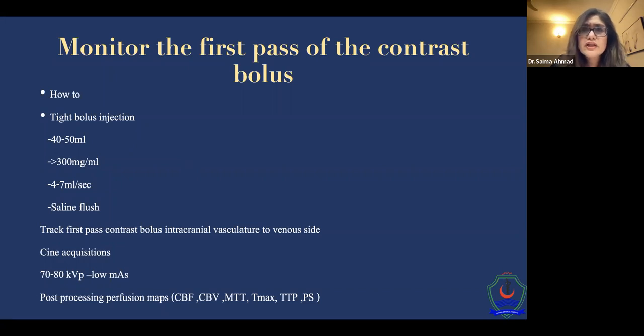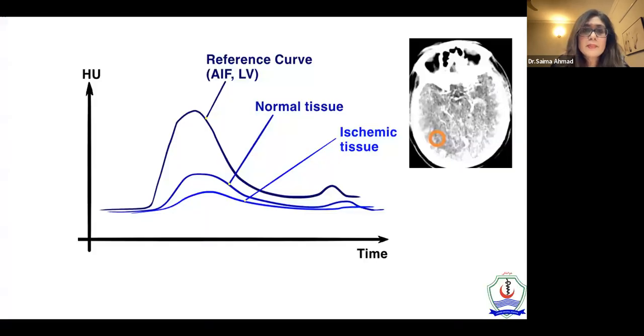You don't have to do it yourself. Software does this for you. And again, we use a low kVp because the k-edge of iodine is low, and you can have the maximum density of the contrast at a low kVp.